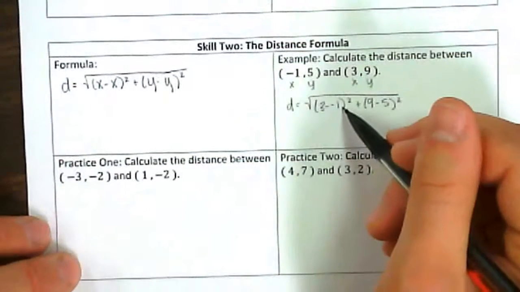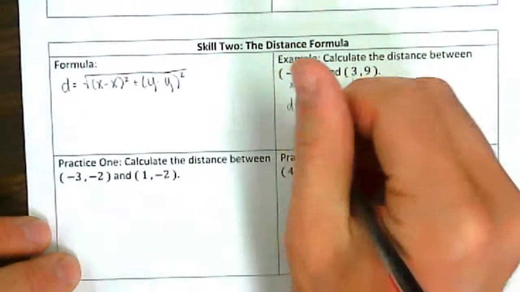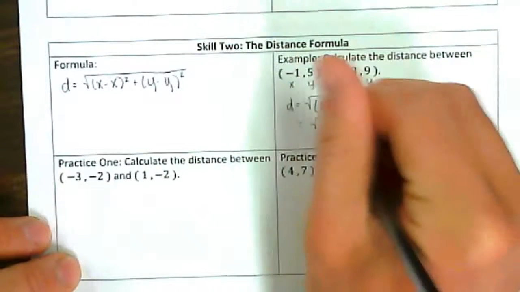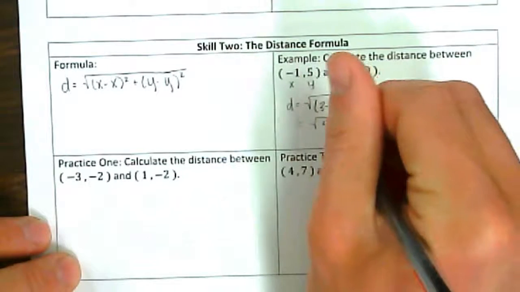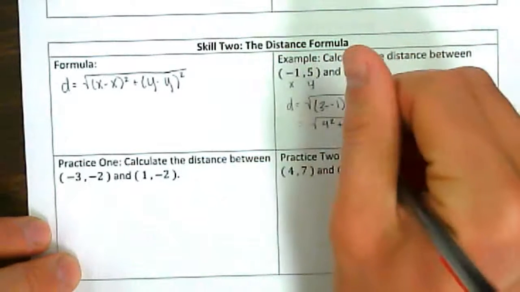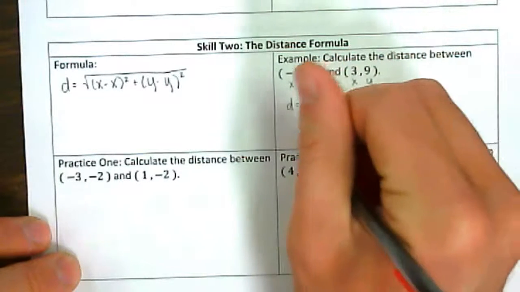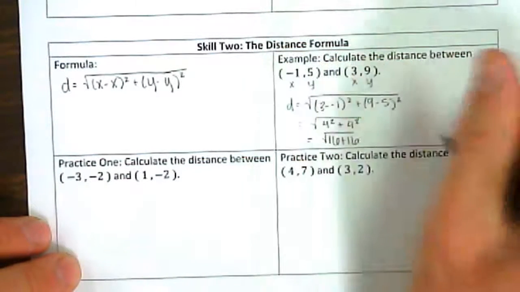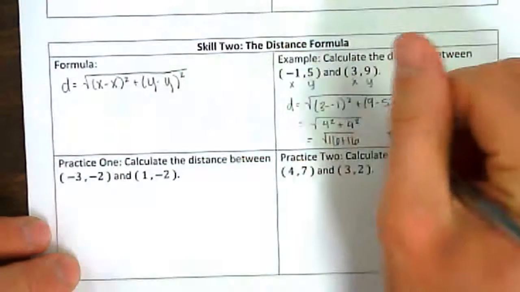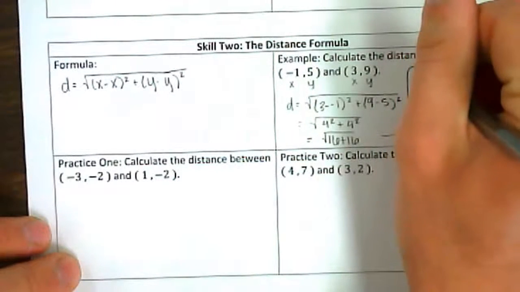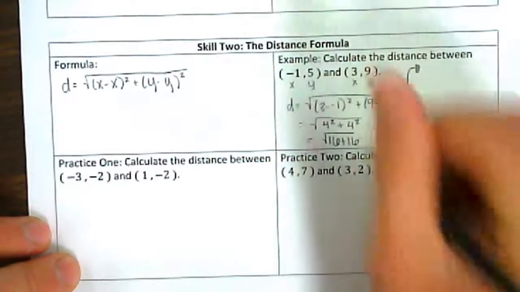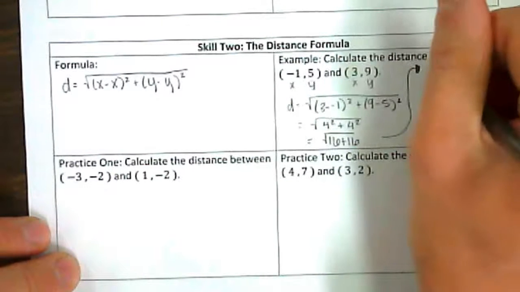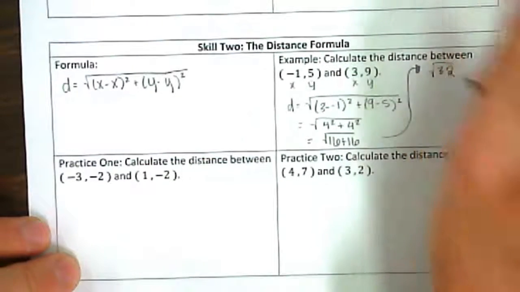So 3 minus -1 is 4. So we have the square root of 4 squared plus 9 minus 5, which is 4 squared. So that equals the square root of 16 plus 16. Right? I'm going to move up here so I have more room. 16 plus 16 is 32, so the square root of 32.